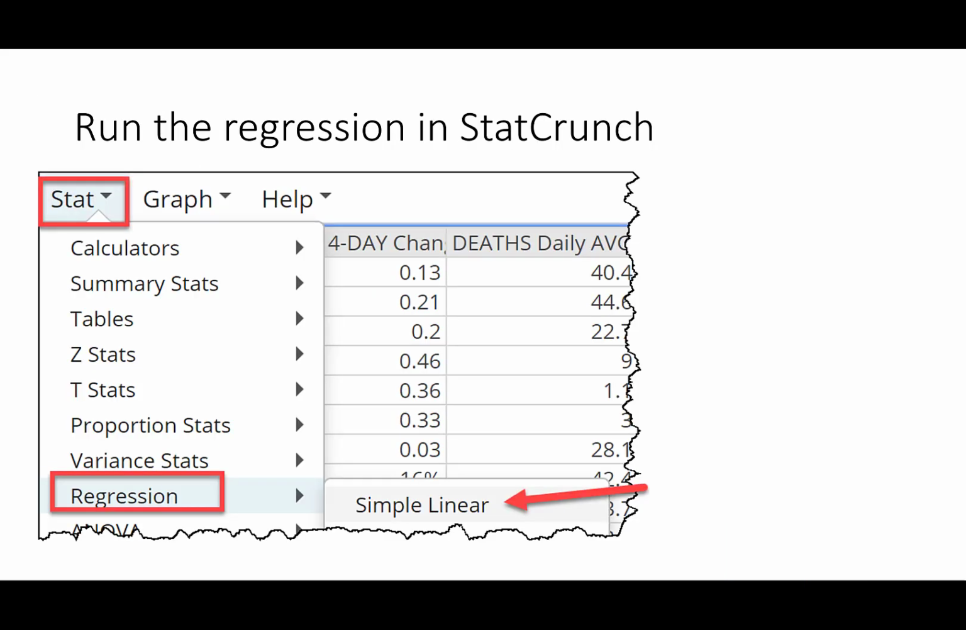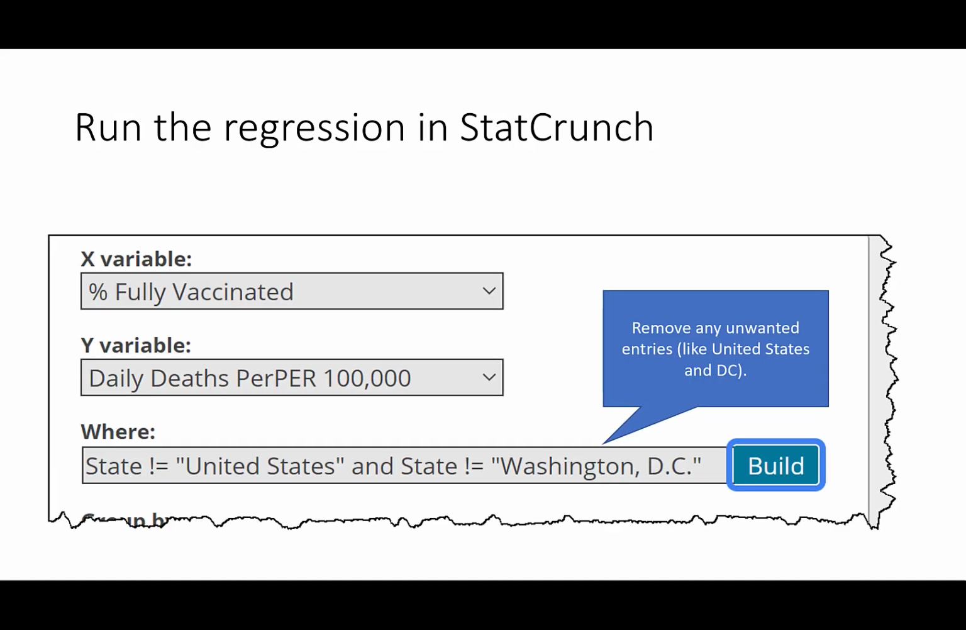So we first run the regression, and I'm assuming we know how to run the regression, and we would naturally want to look at the scatter plot first, but all this lesson is really going to be about is how to compute that residual. So we run the regression. You can remove any unwanted entries like the United States or DC.